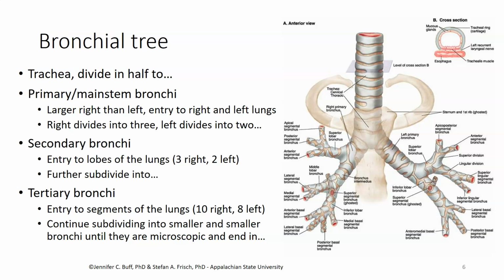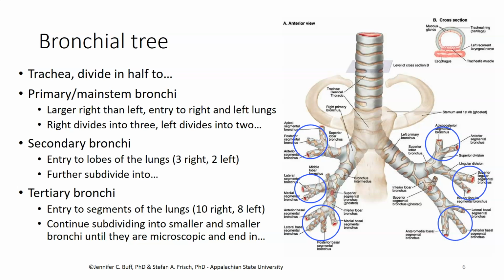The combination of the trachea and the bronchi is referred to as the bronchial tree. The trachea divides in half into two primary or main stem bronchi. The one on the right is larger than the one on the left, each entering into the right and left lungs respectively. The right primary bronchi divides into three secondary bronchi, and the left divides into two secondary bronchi. These enter into the different lobes of the lungs, three on the right and two on the left, and then further subdivide into tertiary bronchi.